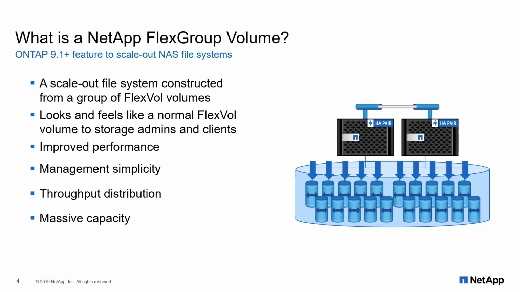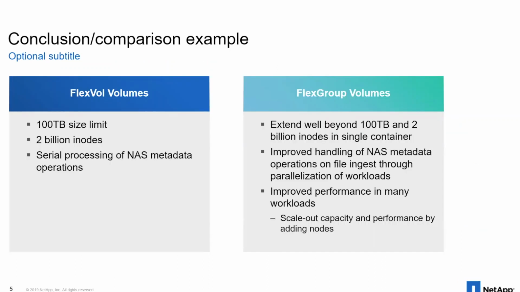So, for example, if I have an 8-node cluster and I deploy a Flexgroup with members on all these nodes, ONTAP essentially is going to use the computing power of all 8 nodes in parallel. FlexVols hold a max of 2 billion inodes, whereas the FlexGroup has been tested to do 400 billion.